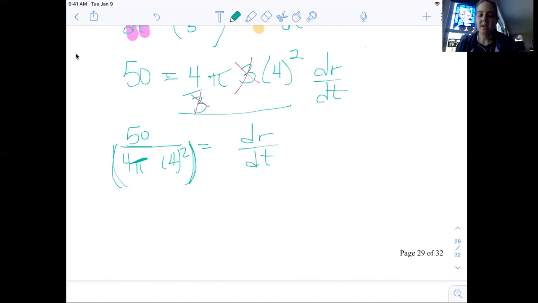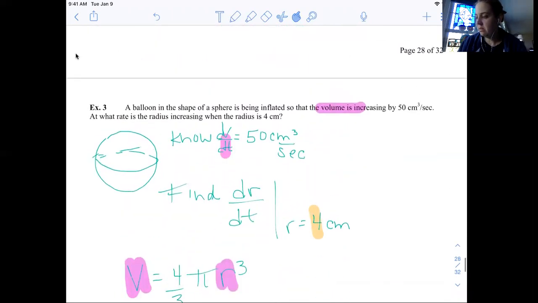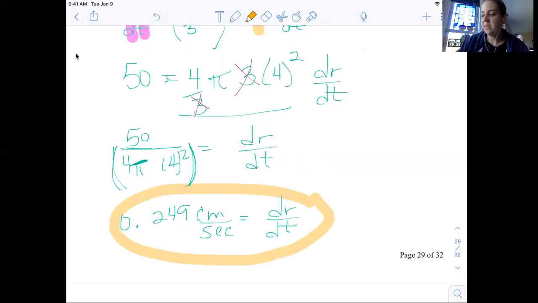And when I hit enter, I have 0.248. So 0.24, I guess that rounds up to a 9. And I believe we're in centimeters per minute. Centimeters per second, excuse me. Centimeters per second. So that's the rate of change of the radius as we are inflating this balloon with air. Great job. All right, let's see if we can find a few more circle problems.